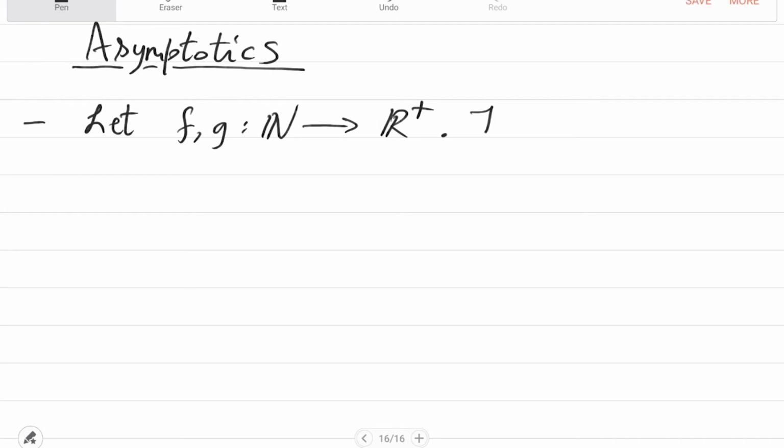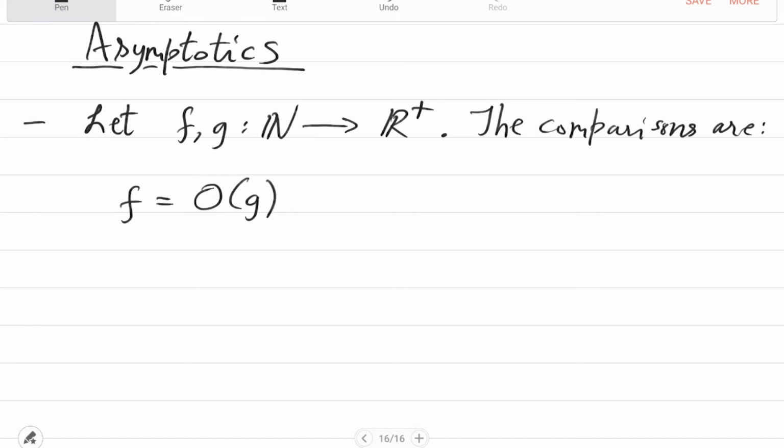So the comparisons are, you can say that f is at most g, right? That you will say by writing f equal to big O of g. Is there anyone who has not seen this notation? Big O of g? Raise your hand if you haven't seen it. Okay, so I won't define it.